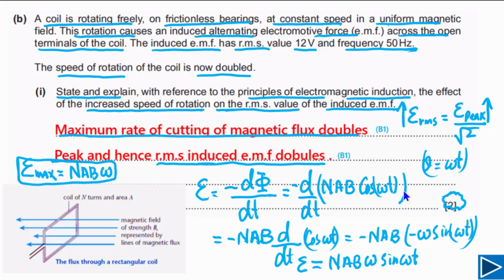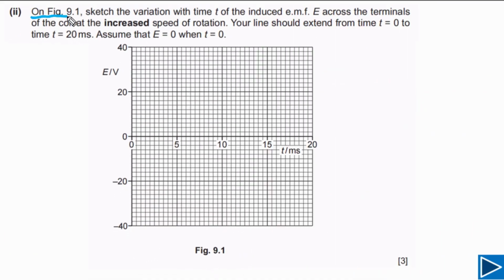They have to be in your answer. For the second part on figure 9.1, we need to sketch the variation with time t of the induced EMF across the terminals of the coil at increased speed of rotation. We need to sketch from t equal to 0 to t equal to 20 milliseconds. We can also assume that E is equal to 0 when t is equal to 0.